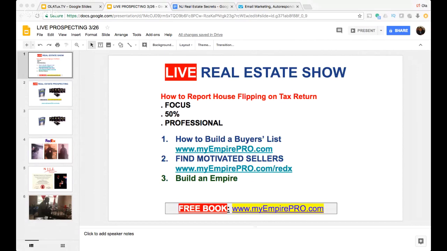Plus you're supposed to do that anyway. You're supposed to have some savings anyway. So that's my safe zone when it comes to how to report house flipping on your tax returns.